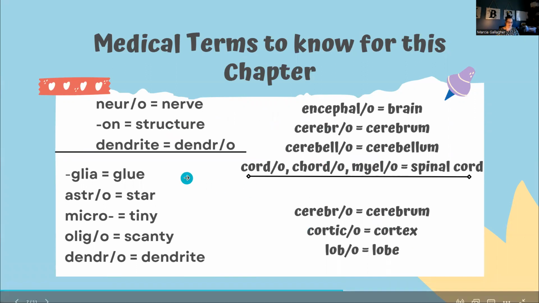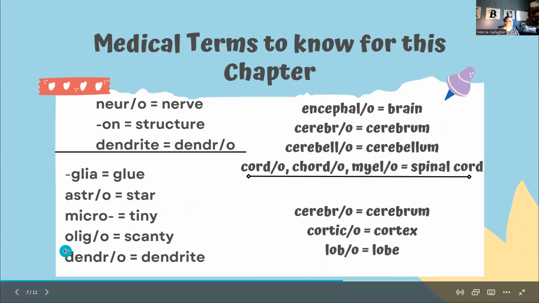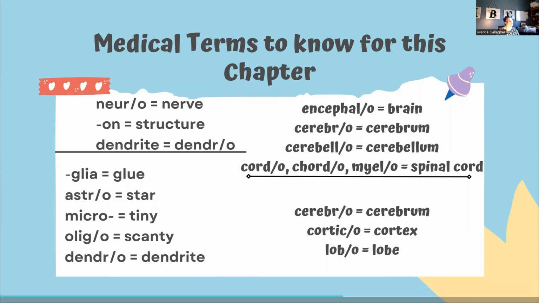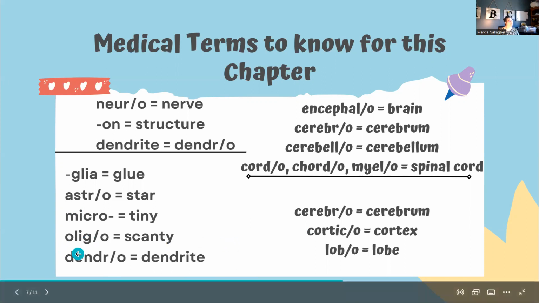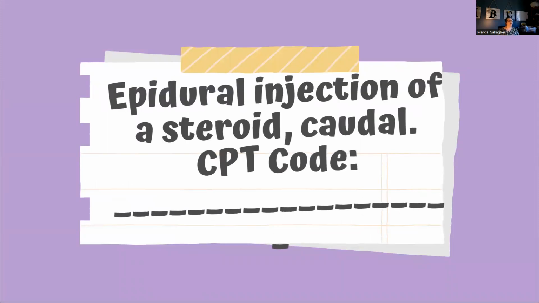Now let's talk about suffixes. So glia is glue. That is a suffix. Astro is a root word, and it means star. So when you think of astronomy, the stars. Micro means tiny. Okay, we have a suffix. Oligo is scanty. And then dendro is dendrite. So if you want to make notes on those, you can always go back to the video.